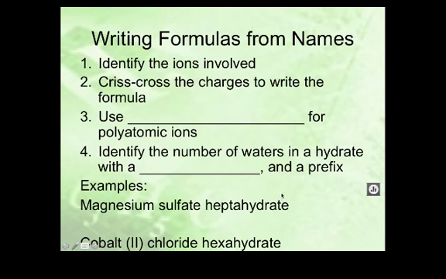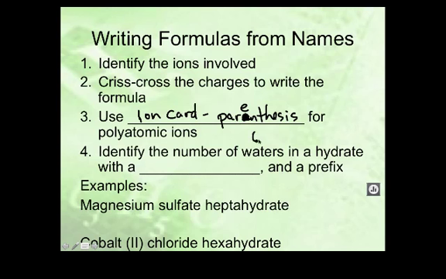So here's writing formulas from names. This is for hydrates. Again, identifying the ions involved. Crisscross the charges to write the formula like we normally do. And then we use your ion card, and we use parentheses. Yeah, keep that ion card available.